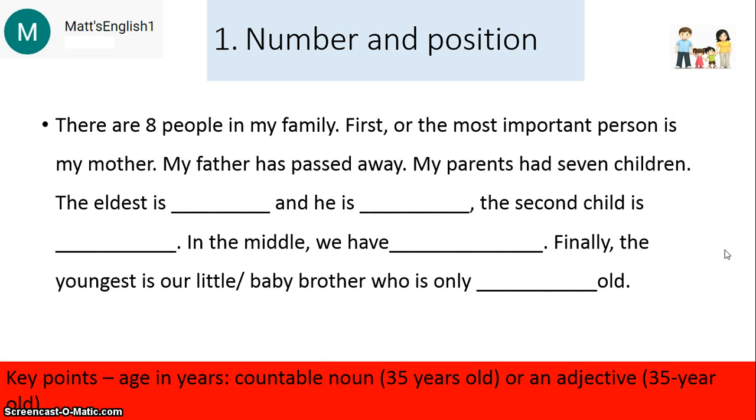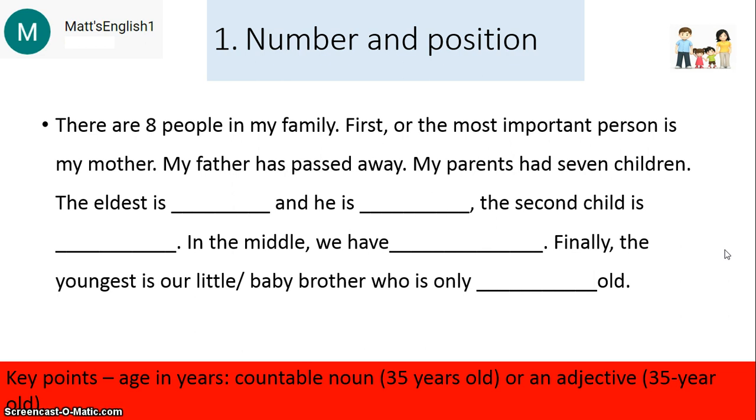So the eldest is my brother John, or my sister Rebecca, and he is a banker, or he is the most responsible. The second child is Stephen, and he is or has been always the naughtiest. In the middle, we have Sam, Jane, and Tony. Okay, these are the middle children. Finally, we have the youngest. Could be 2 young boys. It could be the youngest, the little baby brother, who is only 10, 15, 20, or 30 years old.